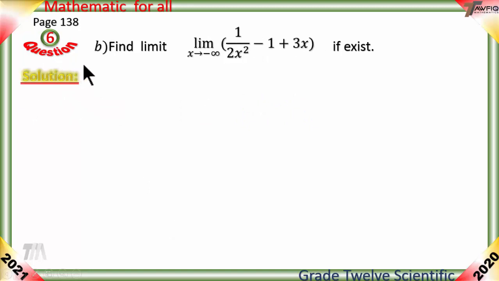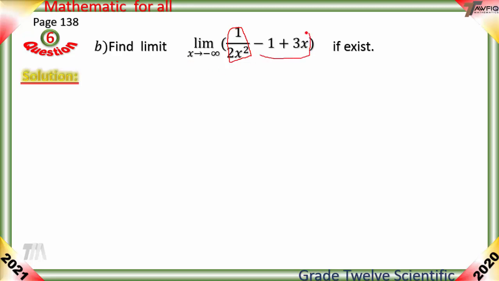Question number 6, B. Find the limit as x approaches negative infinity of 1 over 2x squared minus 1 plus 2x. Be careful here. You have two parts of this function. The first part is 1 over 2x squared. Because you have a constant at the numerator and x at the denominator, the limit of this part is equal to 0 when x approaches negative infinity or positive infinity.